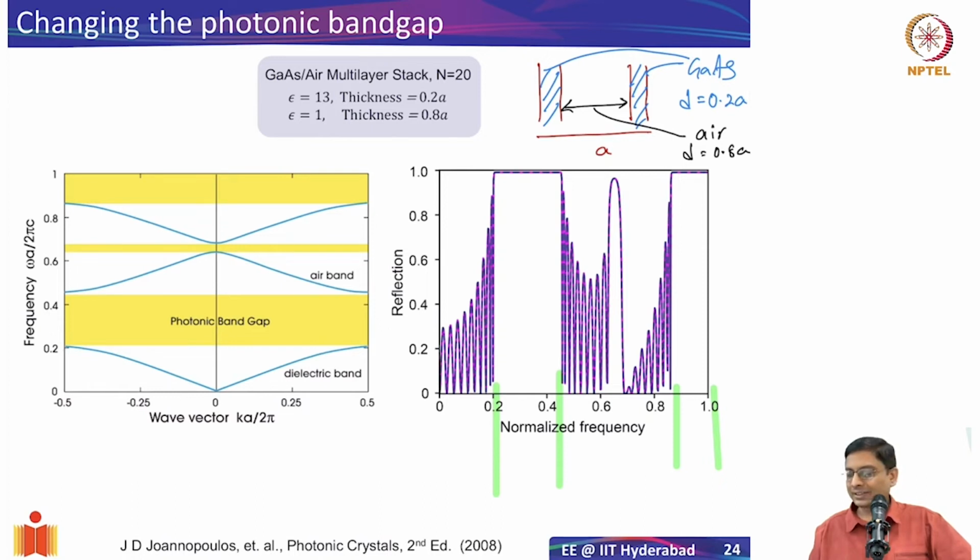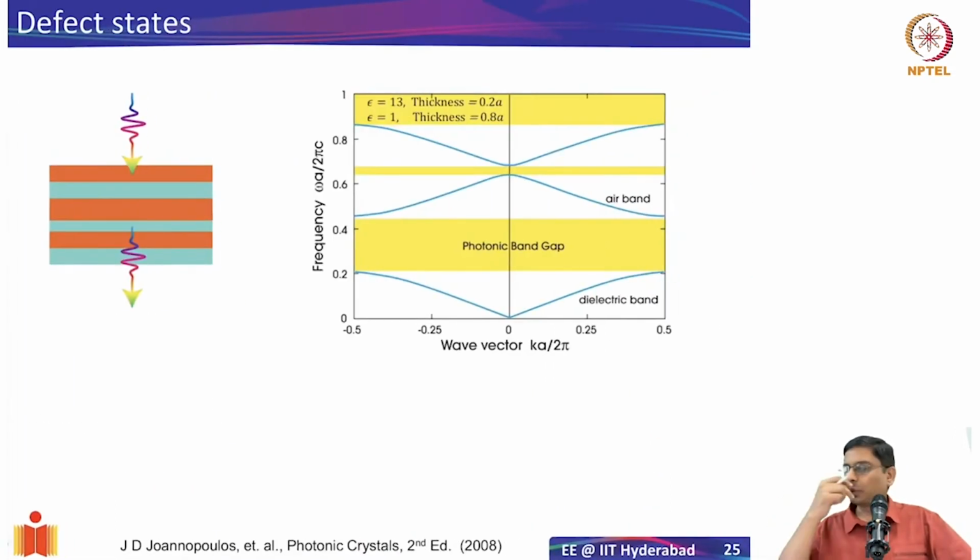You might even ask, okay, let's go forward and we'll come back again. So let me move to the next point that I want to highlight. So far what we have seen is a periodic structure, a perfect lattice. Let's say this is my high index and this is my low index. I'm just repeating it multiple times.